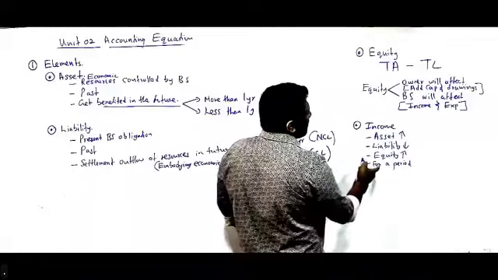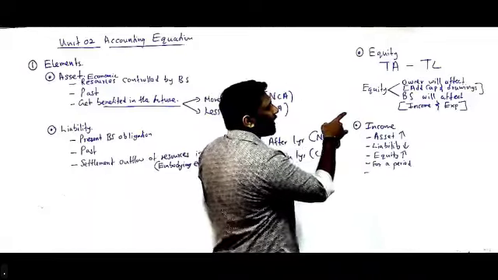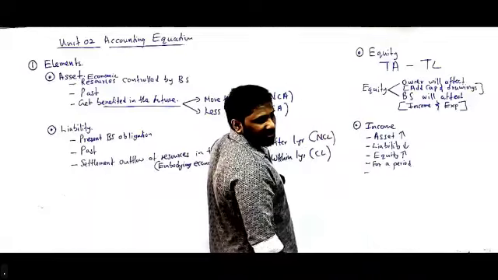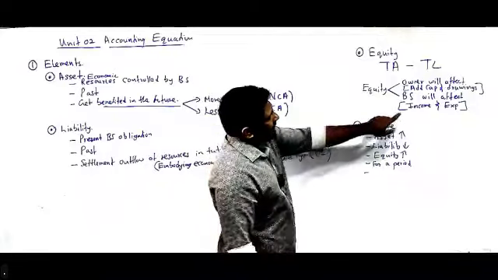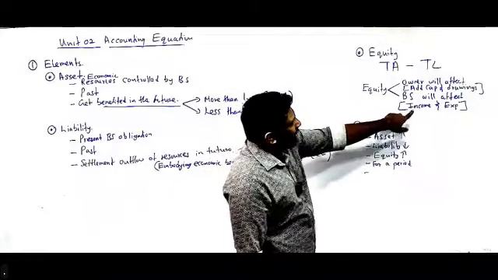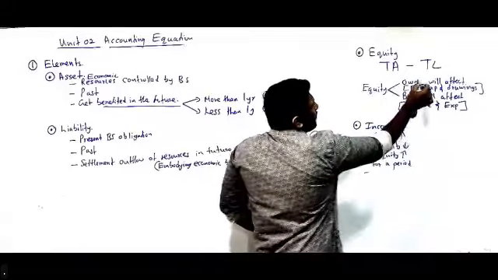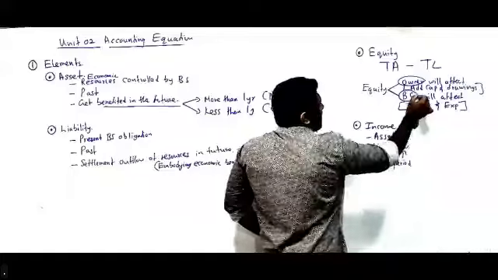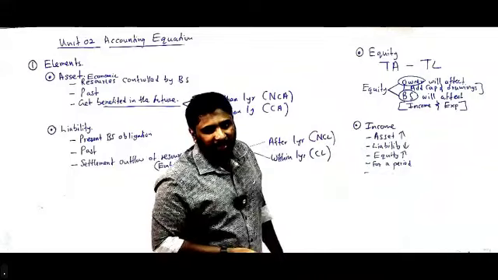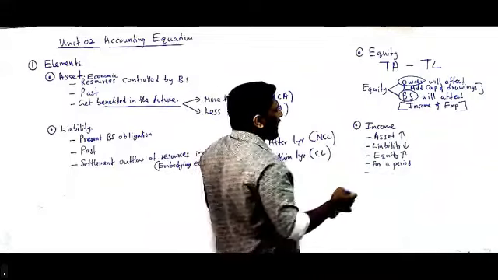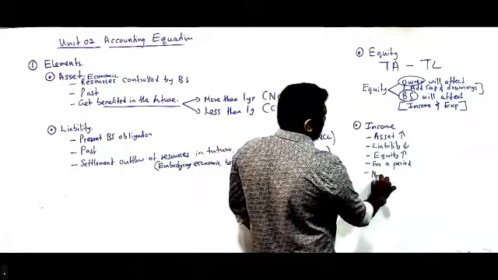So income is something because of the owners or because of the business? Income is something creating an impact on the equity because of the owner or because of the business. Because of the business. So how can we say because of the business, not because of owners?